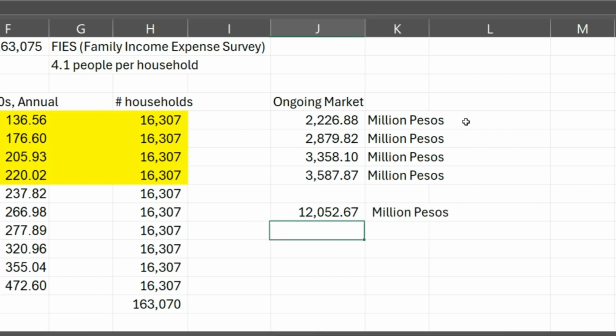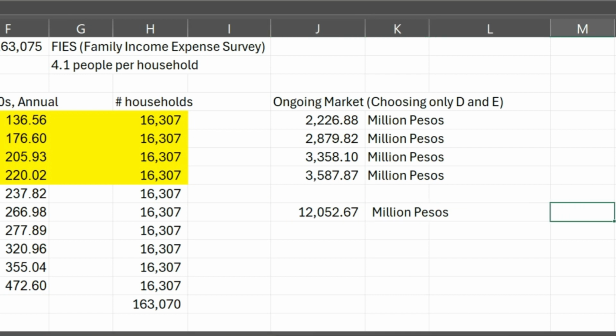But this is not the food expenditures. This is just the total expenditures. And this is also considering that you are choosing only D and E. If you're choosing class C and class B, then this will change. So we have 12 billion pesos in the total expenditures in your area.